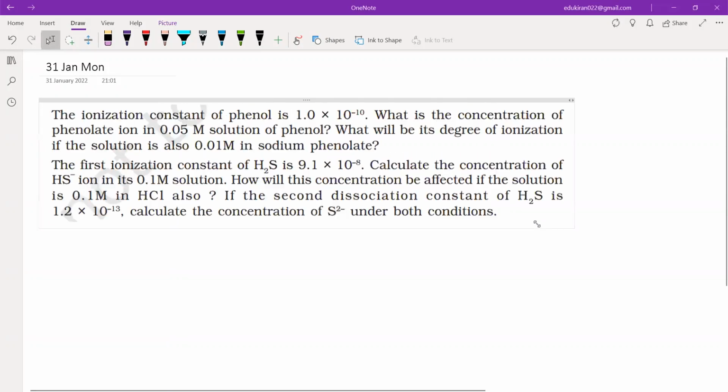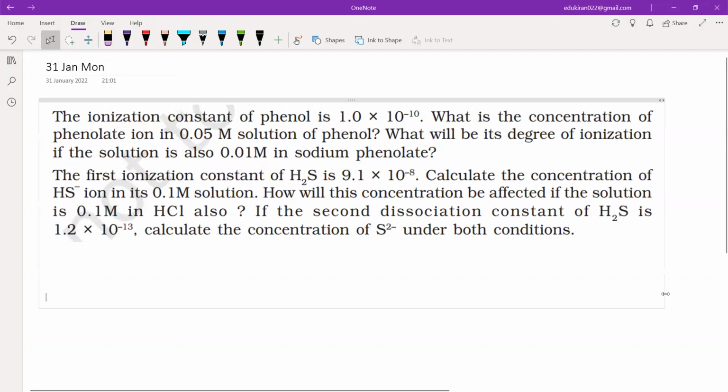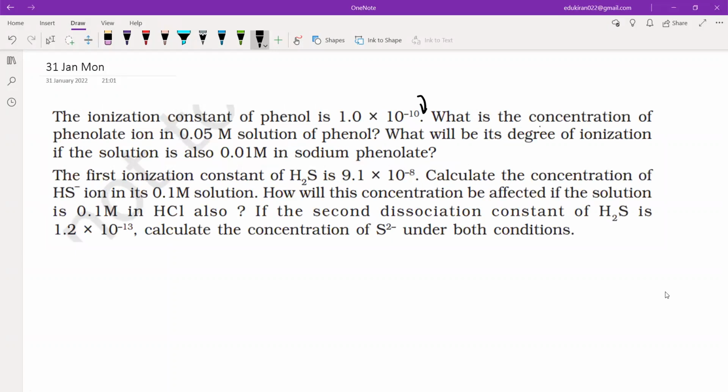Okay. So in both of these questions, if you look, there are two parts. Ionization constant of phenol is this much. This is the information. What is the concentration of phenolate ion in 0.05 molar solution of phenol? So this much you can do. Now, what will be its degree of ionization if the solution also has 0.1 molar sodium phenolate? Were you able to calculate this also?